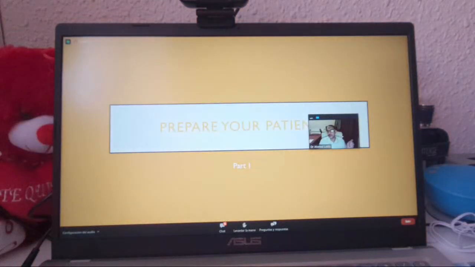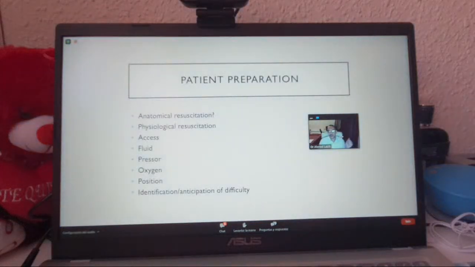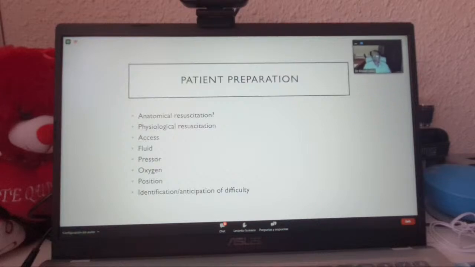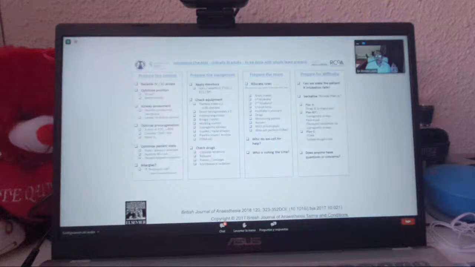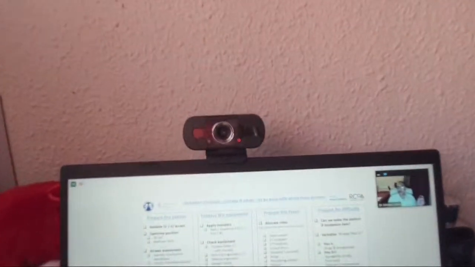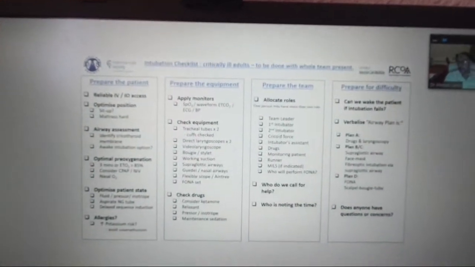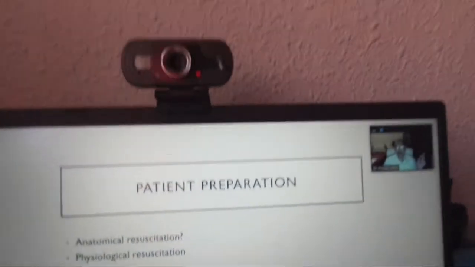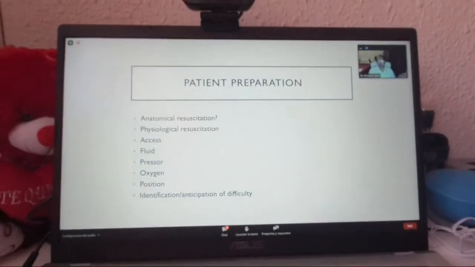So part 1, prepare your patient. We talked about preparation. So part 1 is patient preparation. Anatomical resuscitation of the patient, physiological resuscitation of the patient is important. You have to have good IV access that's working and functioning. And to make your life easy, again, go back to the checklist. Do I have a reliable IV access? If I don't have IV access, you have to have an intraosseous access. And that's quite doable now. Okay? Access, fluid, vasopressors, oxygen, position.